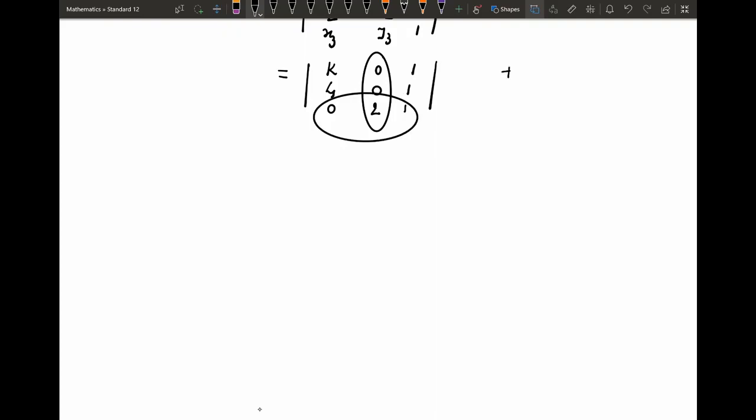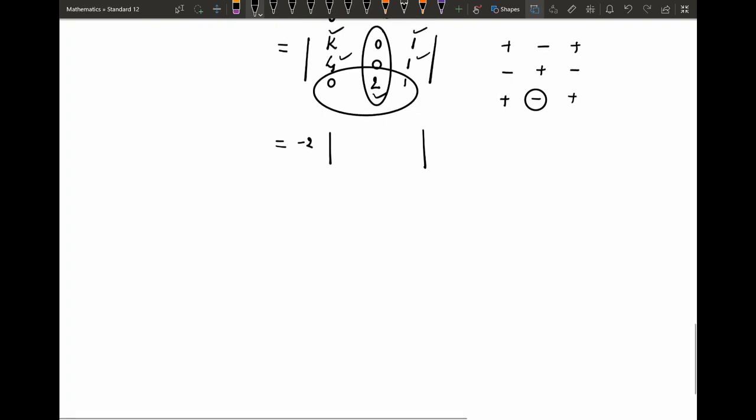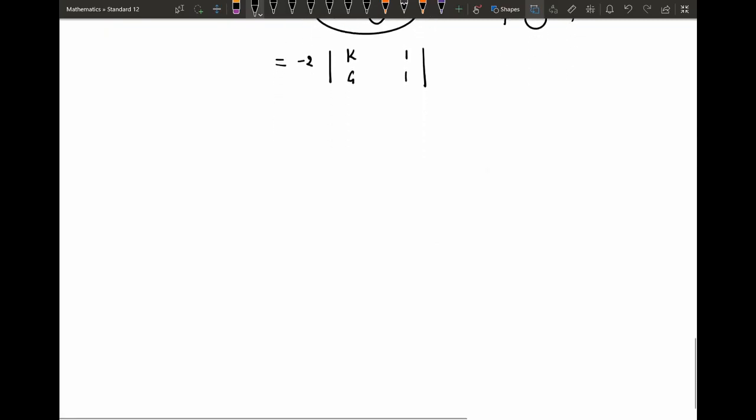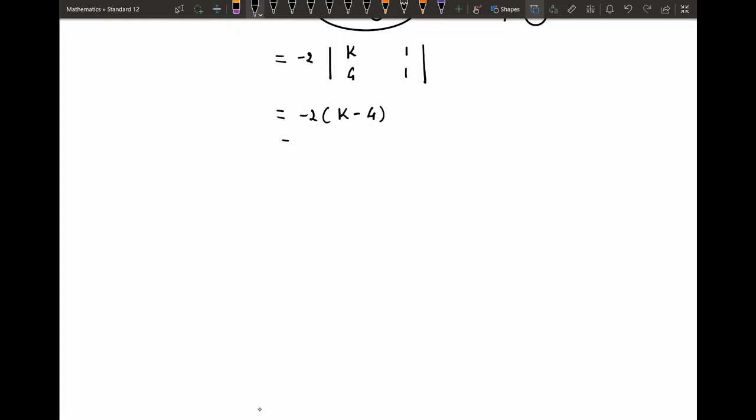Again you observe, since in the second column two entries are 0, we will expand using the second column, and the sign pattern is plus minus plus, minus plus minus, plus minus plus. So we have to give this sign for 2. So minus 2 into, leave the row and column in which 2 lies, the remaining will form a 2 by 2 determinant, that will be the coefficient: k 1, 4 1. So now we simplify: this is minus 2 into k minus 4, or this can be written as minus 2k plus 8. Therefore the value of the determinant D equals minus 2k plus 8.